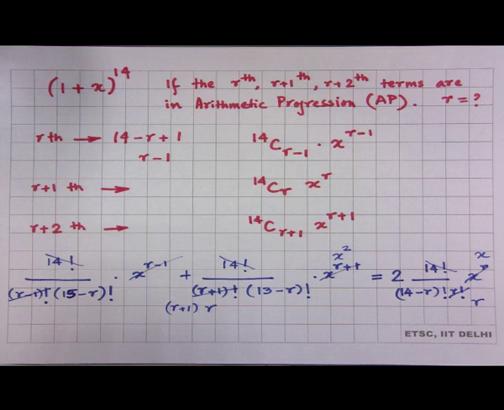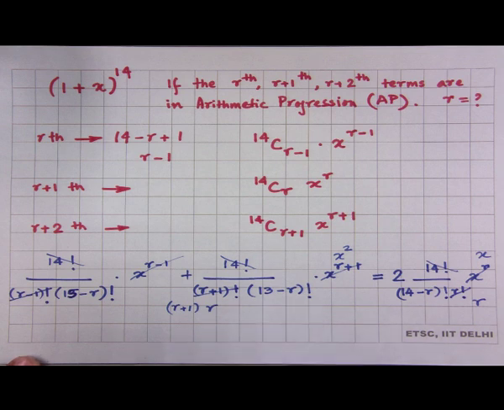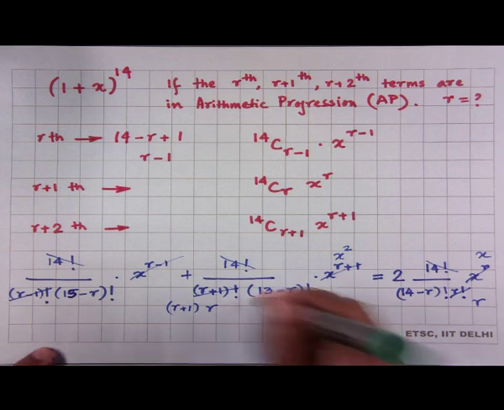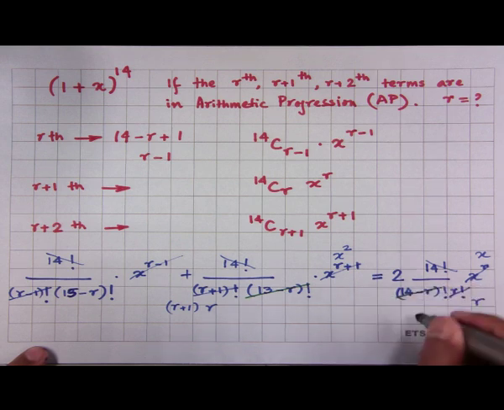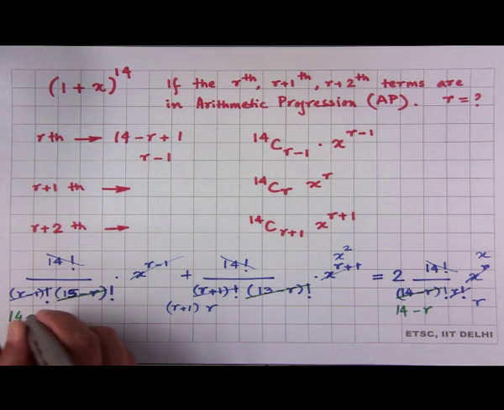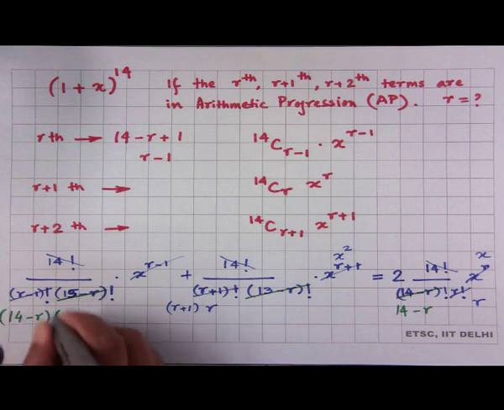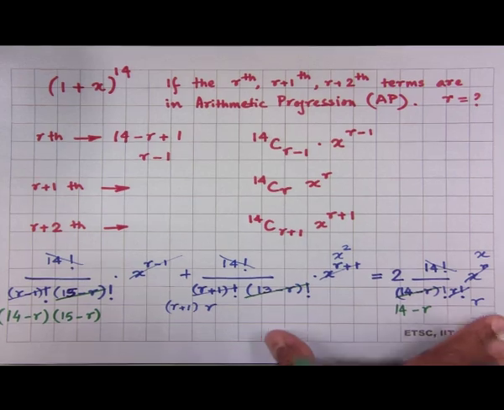And then further, what do you want to scratch out? Which is the smallest over here? 15 minus r or 14 minus r or 13 minus r? 13 minus r is the smallest. So, you can scratch it out completely, and over here you get 14 minus r, and over here you get 14 minus r into 15 minus r, and now things are simpler to work with.